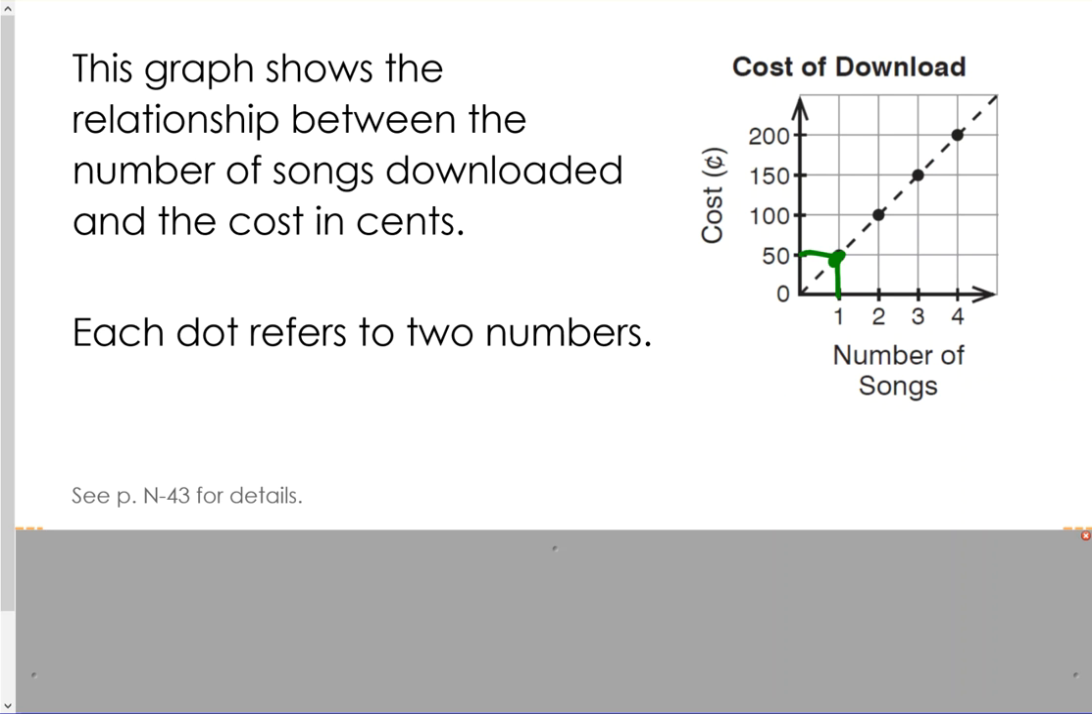If 3 songs are downloaded, we would look at this point here. It refers to the number 3, but also to the number 150. 150 is the cost to download, 150 cents.